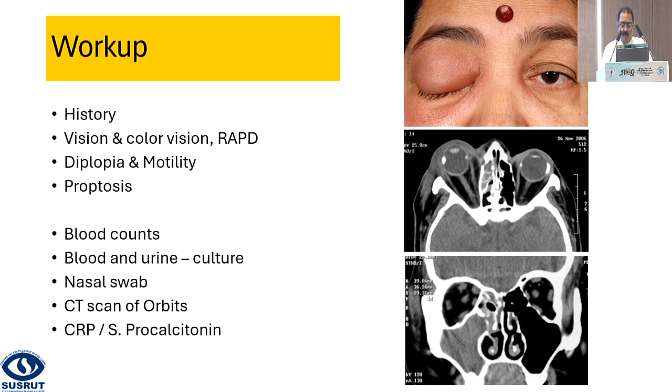Among the workups, you would do the blood counts, swabs from the nasal cavity, as well as blood culture. Urine culture if you cannot find a local source of infection. And of course, a CT scan, very important to localize the infection, as also to rule out any sinus involvement. And of course, you can do CRP and procalcitonin, which would also be markers for microbiological activity.